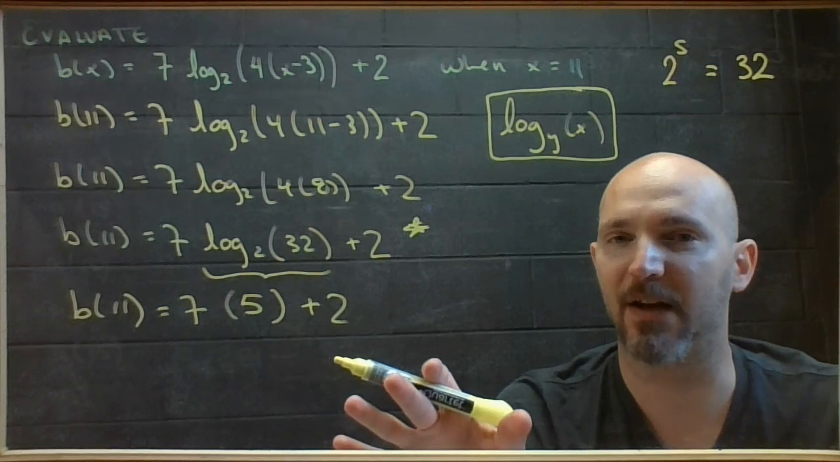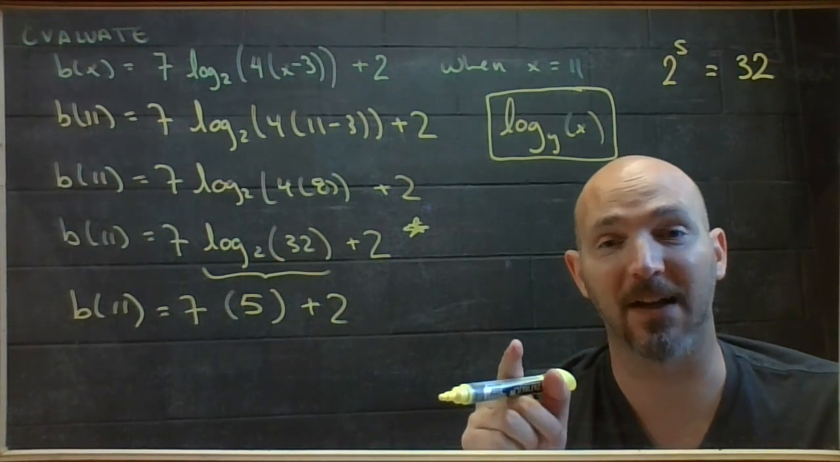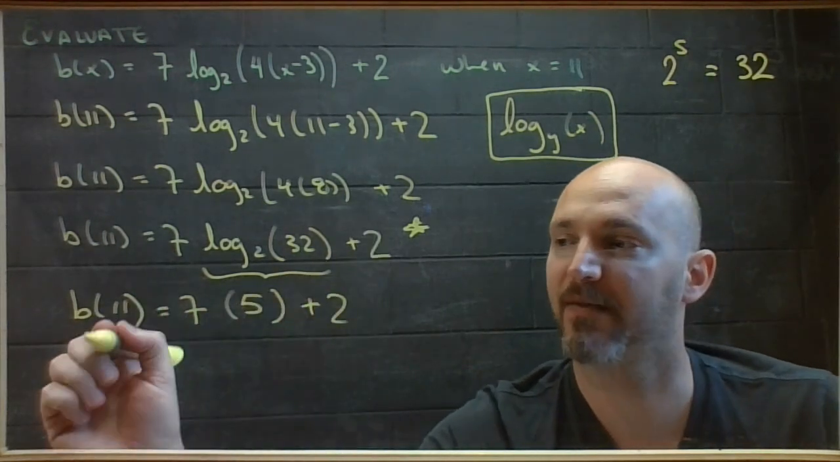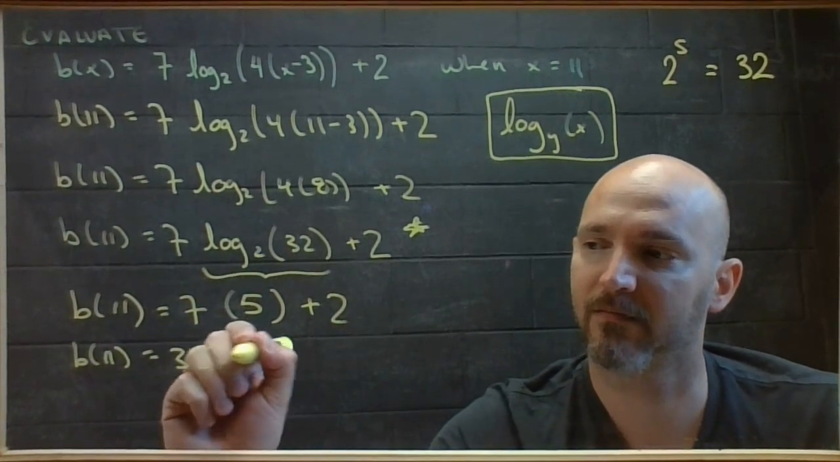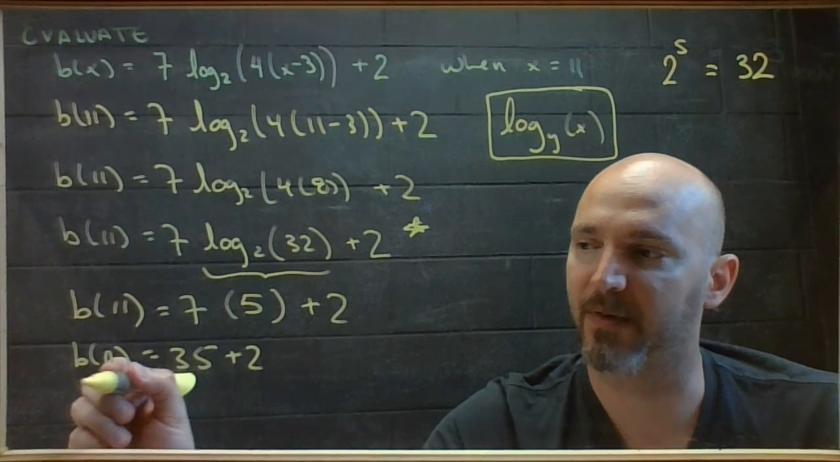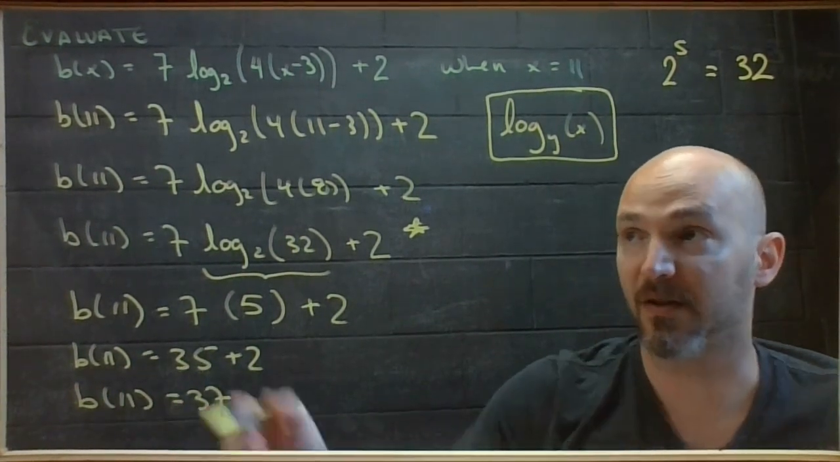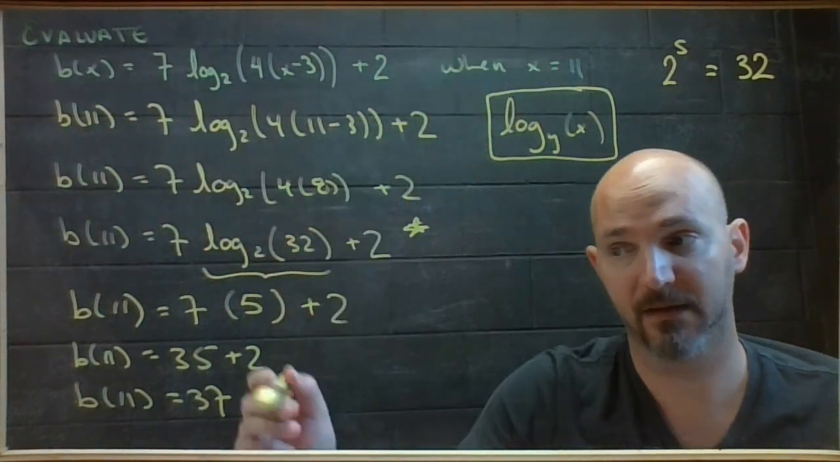Let's just stew on that for, let's say 12 months, and we'll reconvene in advanced functions to go over that a little further. But for now, 7 times 5, that's 35. And 35 plus 2 is 37. So the value of this function b when x is 11 is 37.